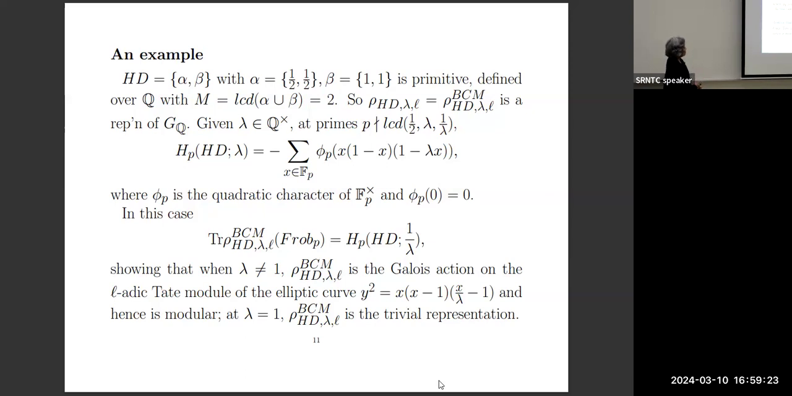When lambda is equal to 1, when you go back and look at this character sum, it is equal to 1. This tells us that this BCM representation at lambda equal to 1 is the trivial representation. So the degree goes down by 1. Okay.